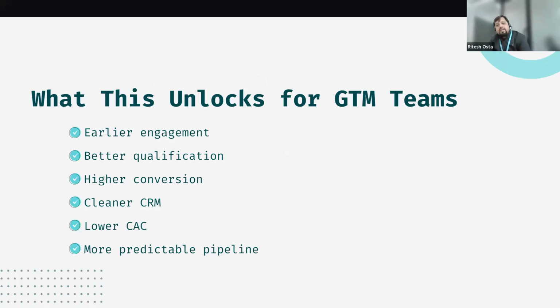What this unlocks for GTM teams: earlier engagement, better qualification, higher conversion, cleaner CRM, lower CAC, more predictable pipeline. The whole idea is not to go the traditional funnel way of spray and pray, reaching out to 100 million people and praying that some of them become your customer. Here, it's like you are going out with a night vision camera looking for the signal. You're like a bat at night. Based on the signal coming up, you pinpoint and target your accounts and customers. It's a very different way of thinking when it comes to go-to-market.